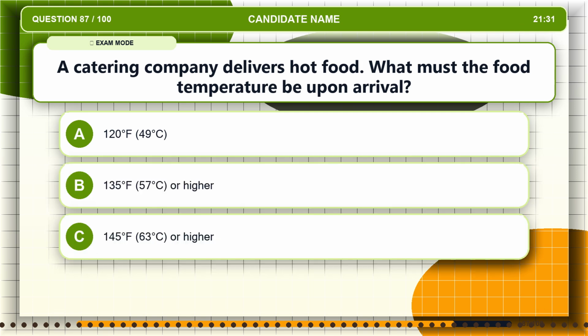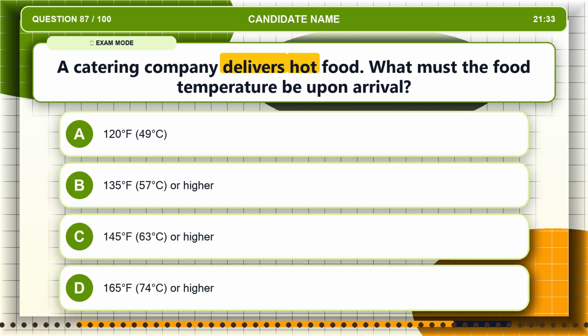Question 87. A catering company delivers hot food. What must the food temperature be upon arrival? Option A, 120 degrees Fahrenheit, 49 degrees Celsius. Option B, 135 degrees Fahrenheit, 57 degrees Celsius or higher. Option C, 145 degrees Fahrenheit, 63 degrees Celsius or higher. Option D, 165 degrees Fahrenheit, 74 degrees Celsius or higher.